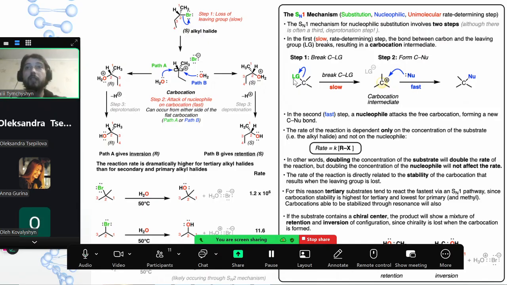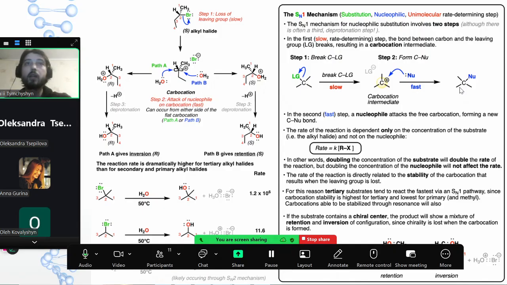When the leaving group leaves, we basically are left with the carbon atom that has a positive charge. So a positively charged carbon with just 3 bonds is the perfect target for a nucleophile. A nucleophile comes by, sees this carbon atom, says, "Wow, it's a great target," and creates a new bond. So here we have our carbon atom with the nucleophile attached. So 2 steps. What about the rate?